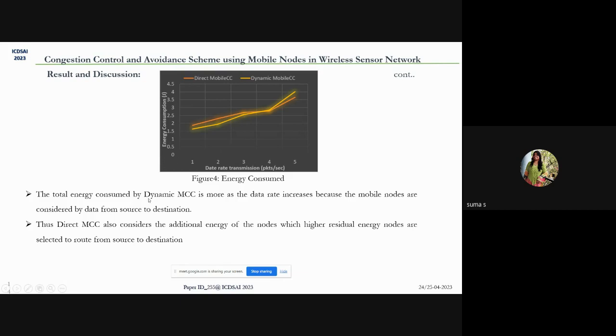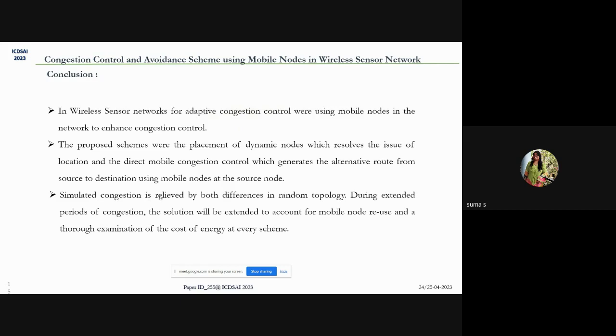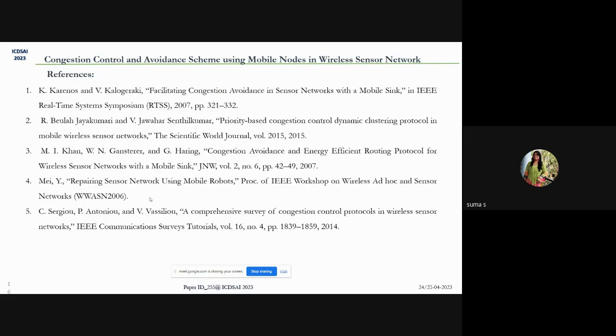Next, the conclusion. In wireless sensor networks for adaptive congestion, we are using mobile nodes in order to enhance network congestion control. The proposed schemes place more dynamic nodes, which resolves the issues of location, and direct mobile congestion control generates an alternative path from source to destination. Therefore, the difference between the simulated congestion is revealed by the difference in the random topology. During extended periods of congestion, the solution will be extended to account for mobile reusable nodes and through the examination of the energy cost of the scheme. These are the references.